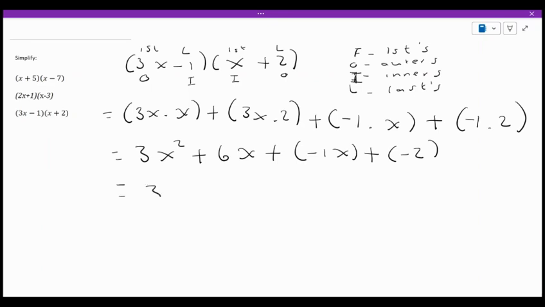We go further. 3x squared plus 6x. A positive and a negative gives us a negative. Positive, negative gives us a negative. And then we have 3x squared. Again, look at like terms. X squared is not the same as x, but we have two x's that are the same here. So we can add them. So 6x minus 1x, that will give us 5x. And then we have minus 2.